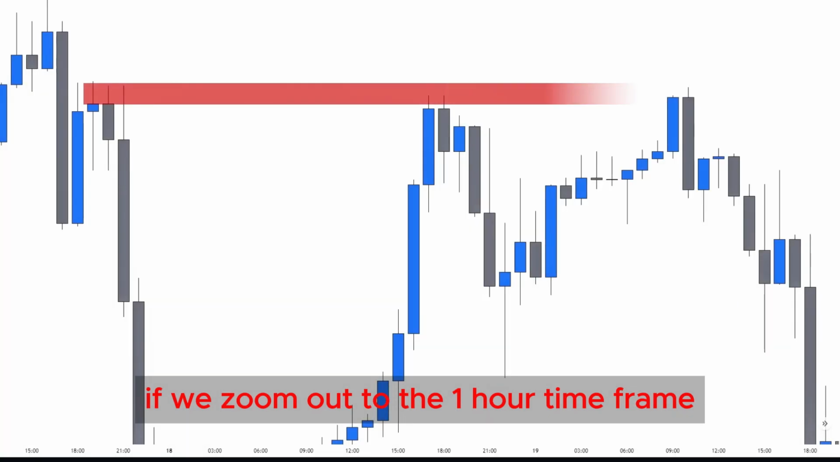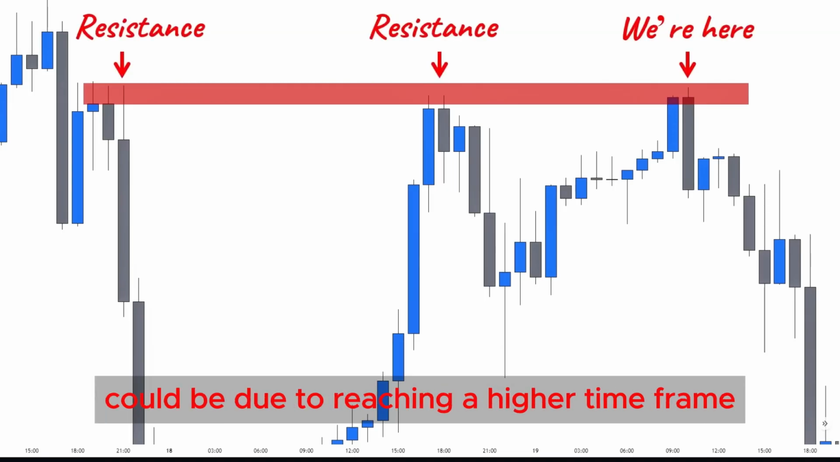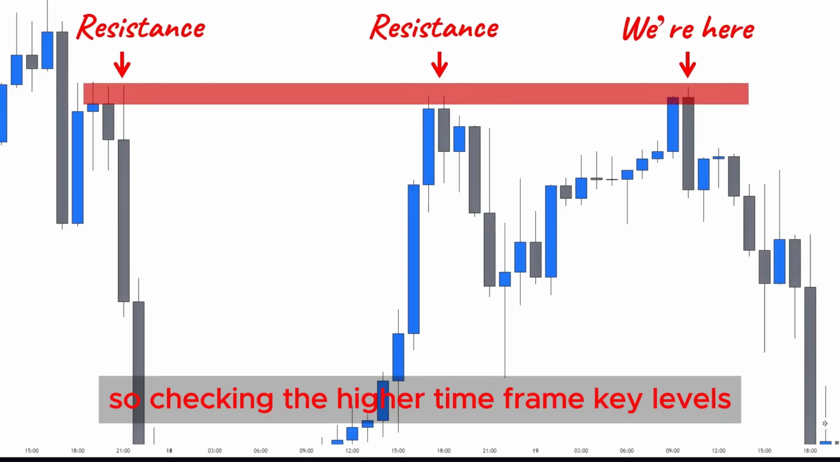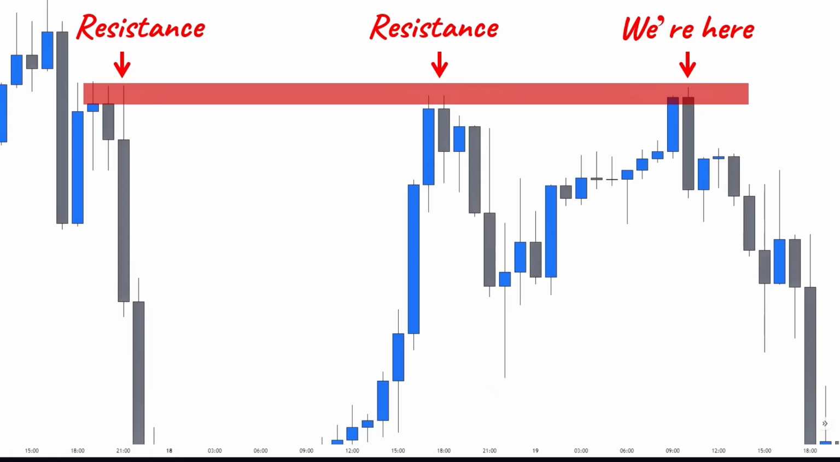If we zoom out to the 1 hour time frame, we can see that this change in direction could be due to reaching a higher time frame key level that acted as strong resistance multiple times previously. So checking the higher time frame key levels could help us avoid this kind of unnecessary risks.